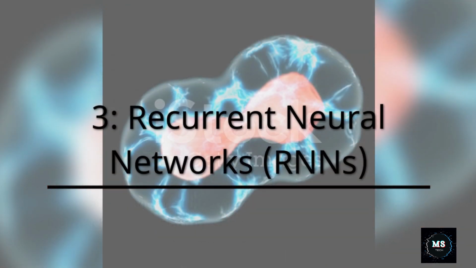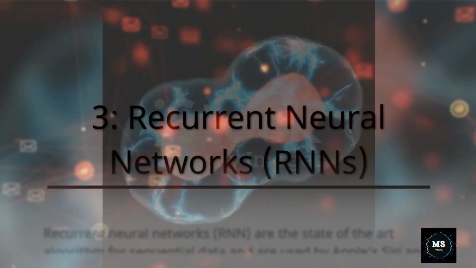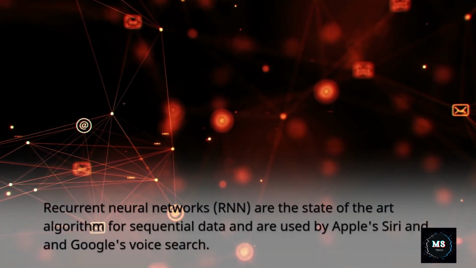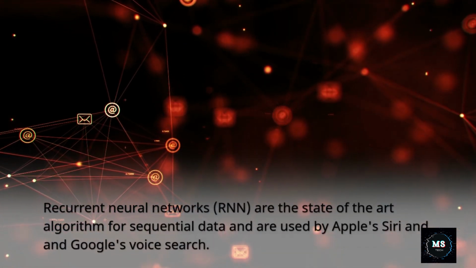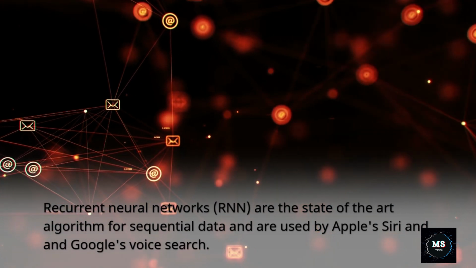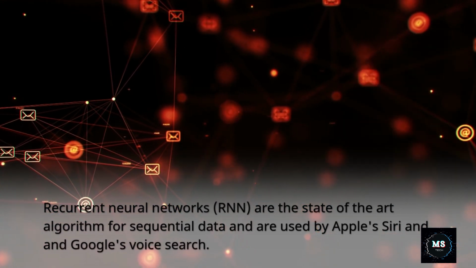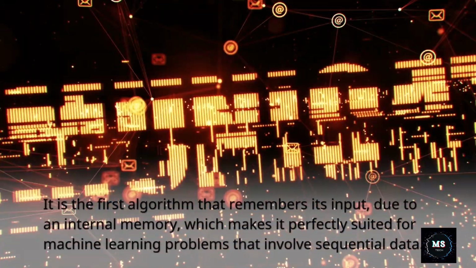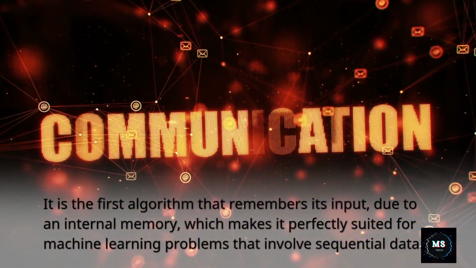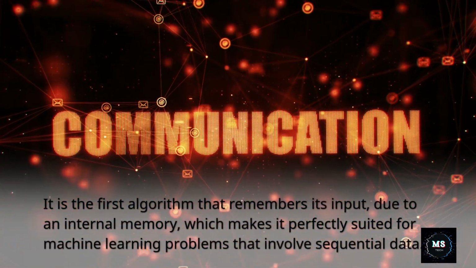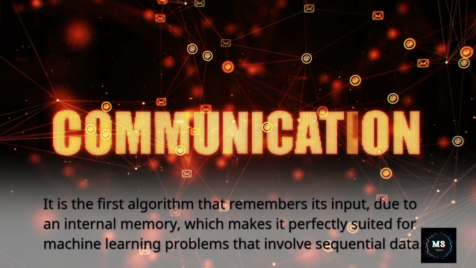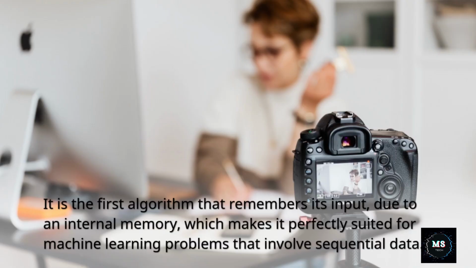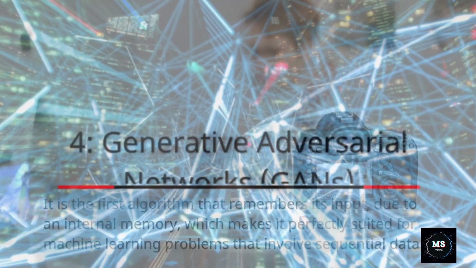3. Recurrent neural networks, RNNs. Recurrent neural networks, RNN, are the state-of-the-art algorithm for sequential data and are used by Apple's Siri and Google's voice search. It is the first algorithm that remembers its input, due to an internal memory, which makes it perfectly suited for machine learning problems that involve sequential data.